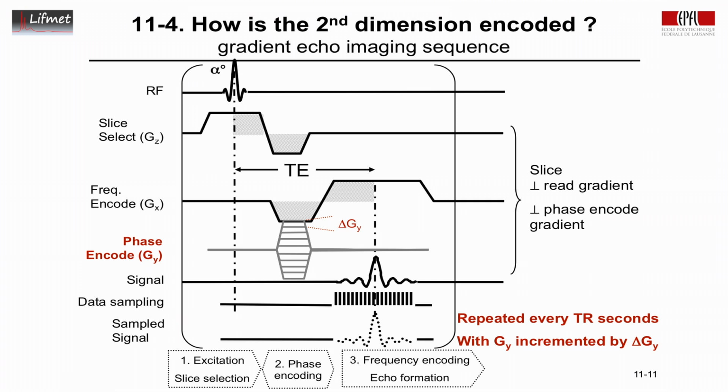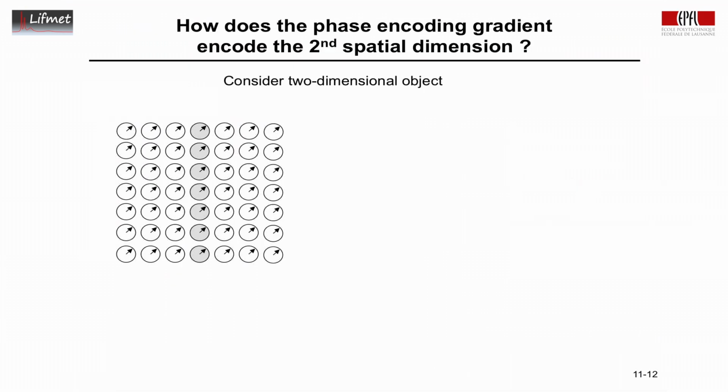Now, to understand how this phase encode gradient produces the information that allows us to reconstruct an image is not trivial, and I'm going to try to explain this in the following slides. It is difficult to understand how this phase encoding gradient allows us to encode the second spatial dimension. So that's exactly the question we're going to look at now.